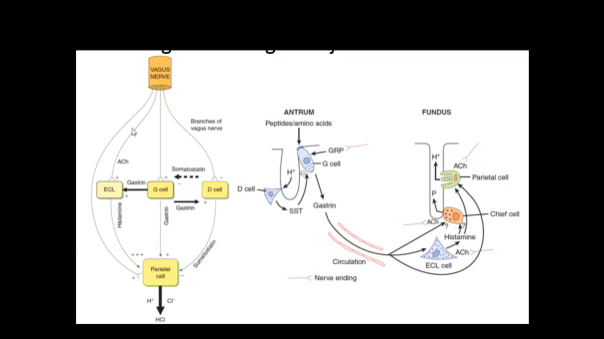Now this vagus, not only does it stimulate parietal cells and the chief cells, it also stimulates G cells, the gastrin secreting cells.